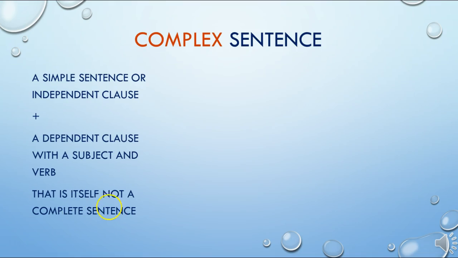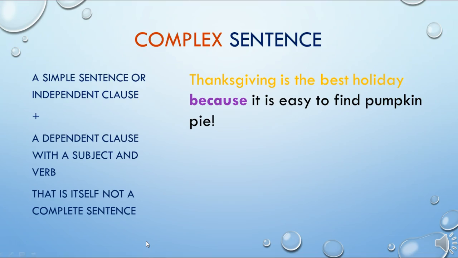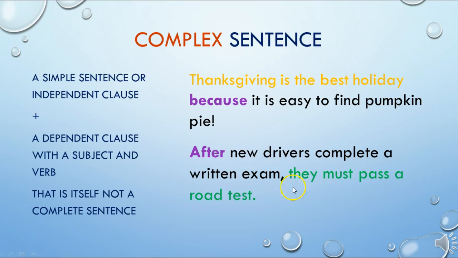Sometimes, however, we add a dependent clause to an independent sentence, and we end up with a complex sentence. We're adding a dependent clause to this simple sentence, and that gives us a sentence that is a little bit more involved. This part right here is the dependent clause. Thanksgiving is the best holiday because it is easy to find pumpkin pie. This part here is dependent on the yellow part here, the primary simple sentence. Or similarly, after new drivers complete a written exam, they must pass a road test. Here's your simple sentence here with the dependent clause added to add a little bit more elaboration.